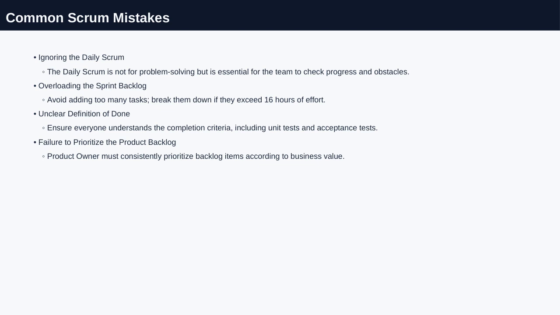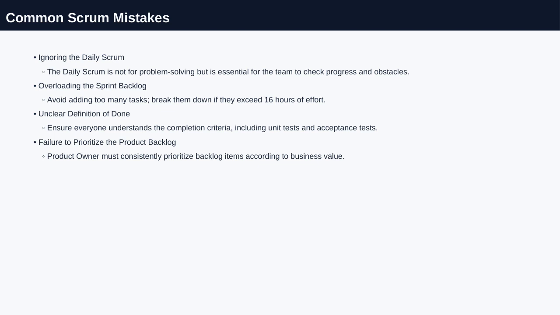Overloading the sprint backlog is another issue. It's important to avoid adding too many tasks at once and to break down any that take more than 16 hours to complete. An unclear definition of done can cause confusion, so make sure everyone knows exactly what completion looks like, including requirements like unit tests and acceptance tests.